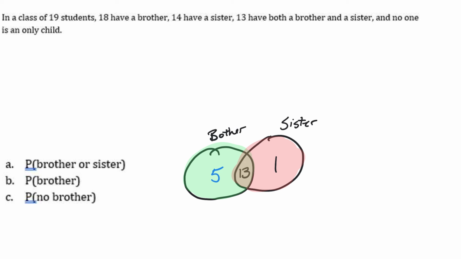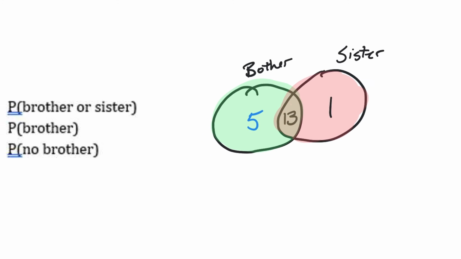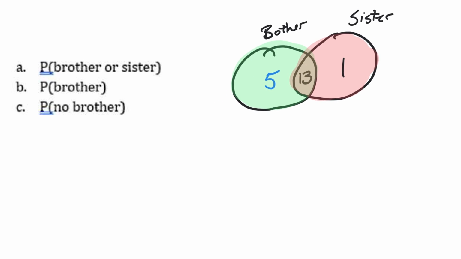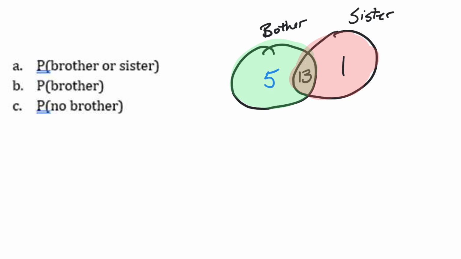What you want to do is add up all your circles and make sure they equal the number that it's supposed to. 5 and 13 do make 18, plus 1 does make 19. All right, probability of a brother or a sister. Well, it told us that there were no only children. So if you have a brother or a sister, that is all 19 of 19 students, a probability of 1.